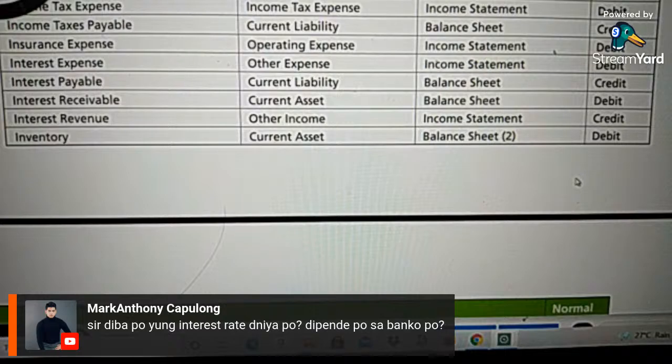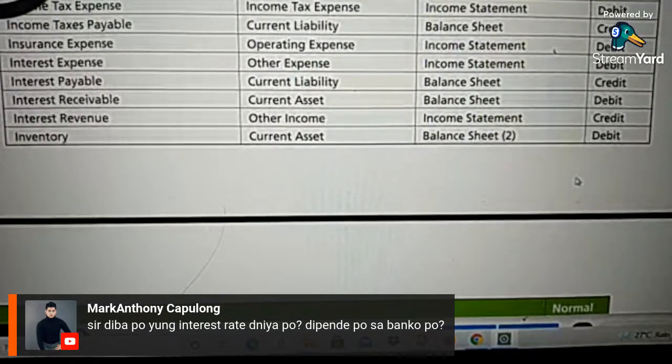Sabihin mo lang pangalan ng bangko, then what is the interest rate? So that is all I am asking you for the third assignment. That is the third assignment. What is the bank deposit interest rate?